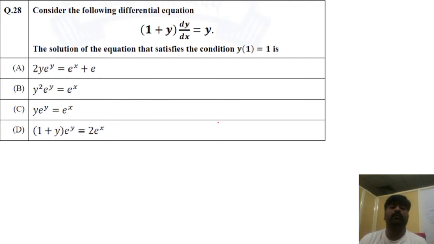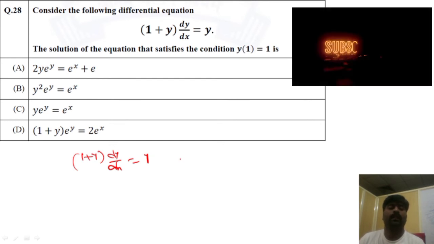Consider the following differential equation: (1 + y) dy/dx = y. The solution of the equation that satisfies y(1) = 1.